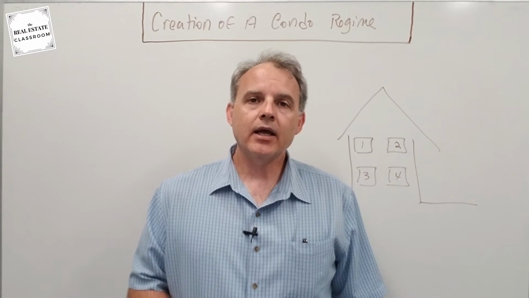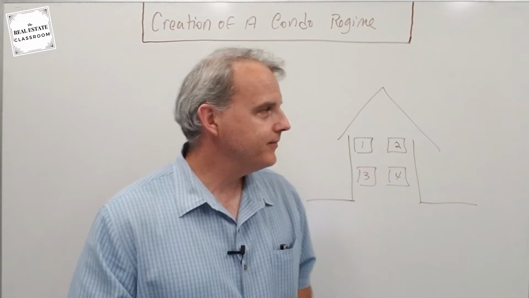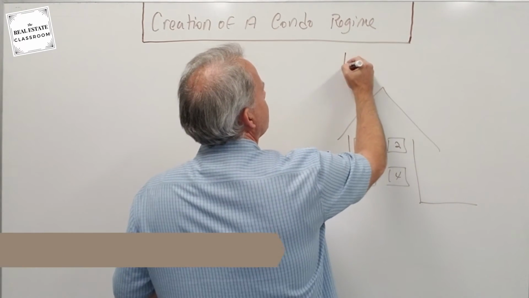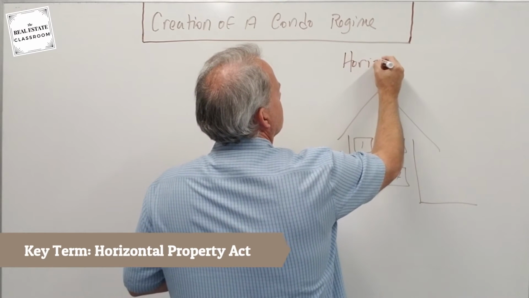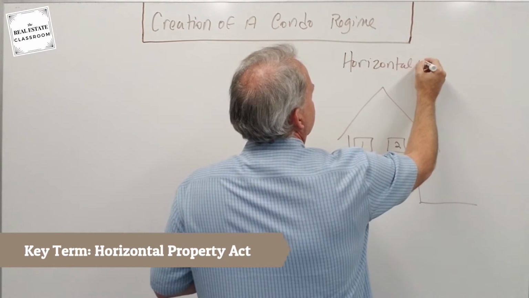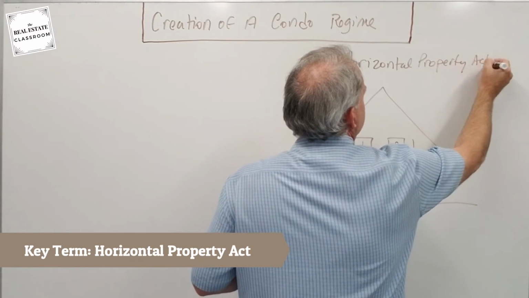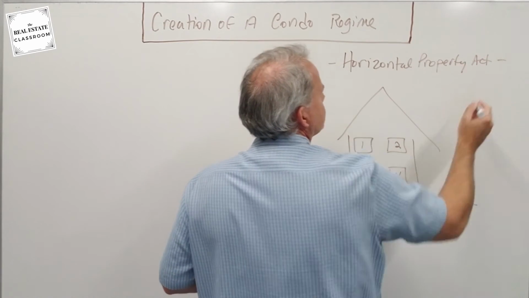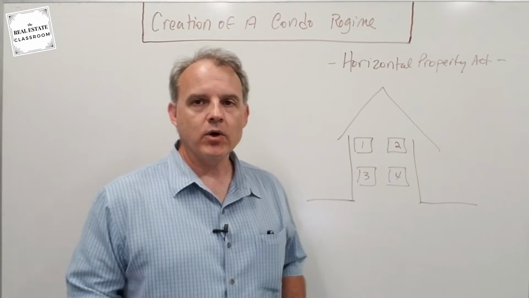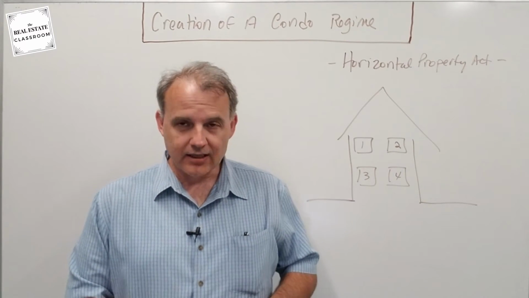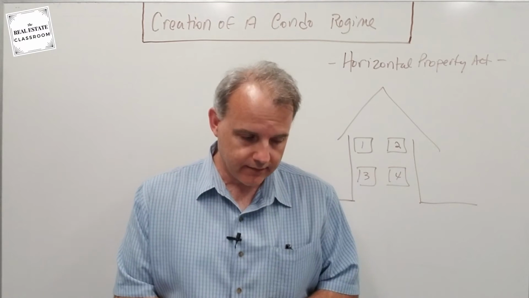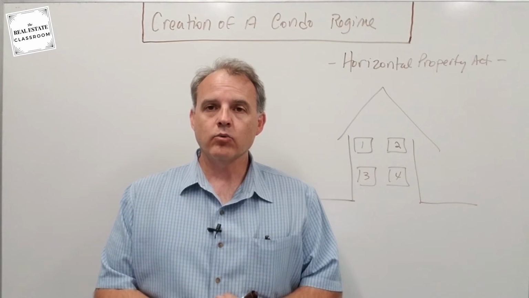All right. And the federal government solved that. They passed what's called the Horizontal Property Act. And this is a law that you have to know for your real estate licensing exam. The Horizontal Property Act allowed for the creation of condominium regimes.